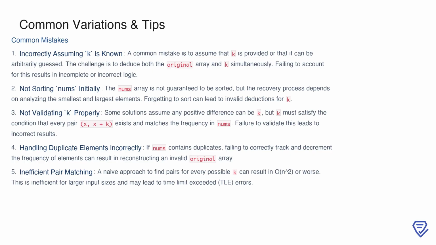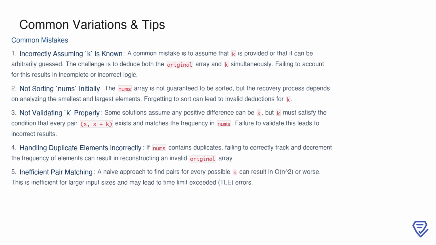You need to ensure that for every pair x plus k in the original array, the frequencies align with those in nums. Mishandling duplicate elements is another pitfall. If nums contains duplicates, it's essential to carefully track and decrement their frequencies to avoid reconstructing an invalid original array.